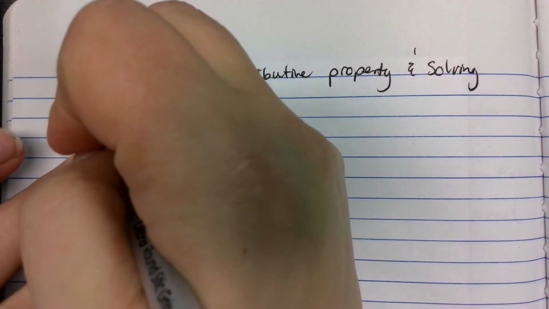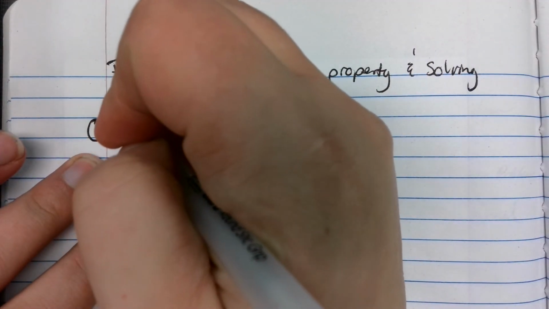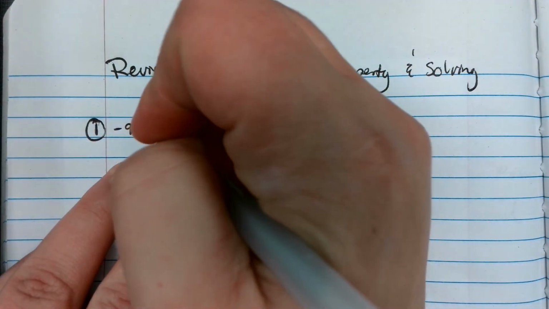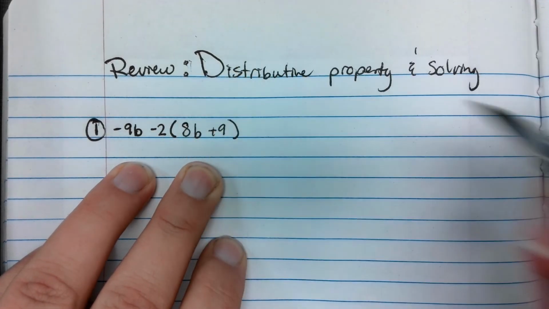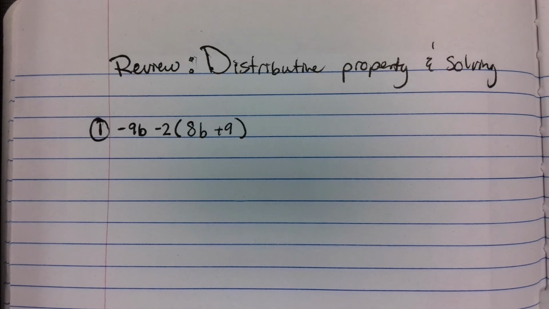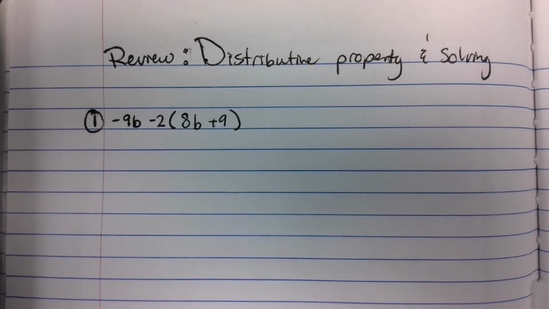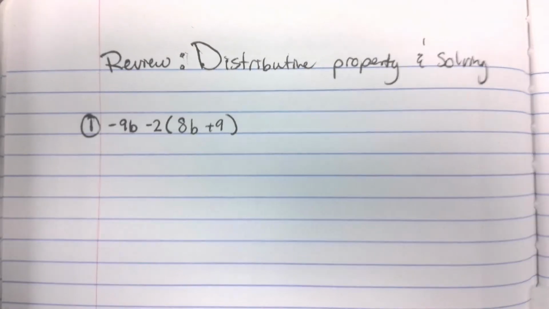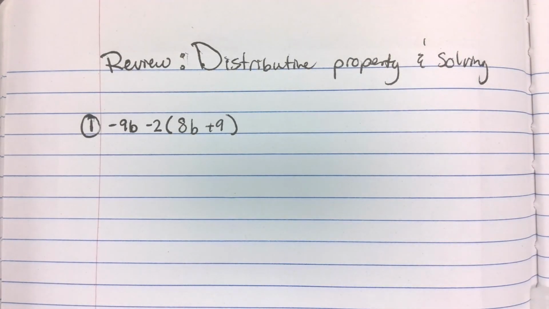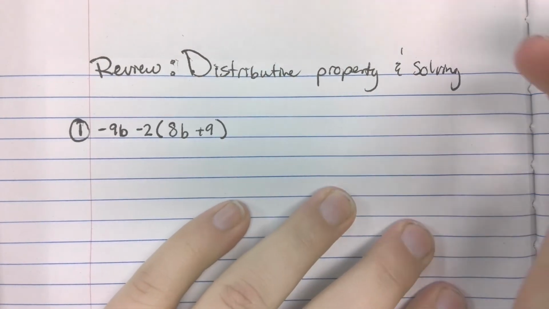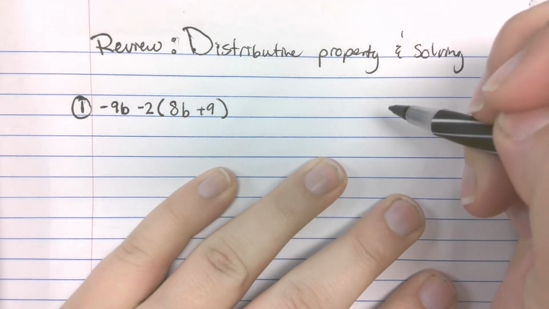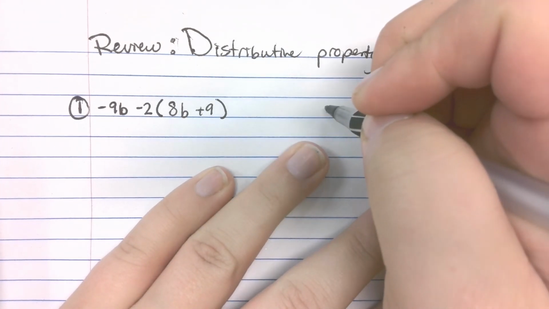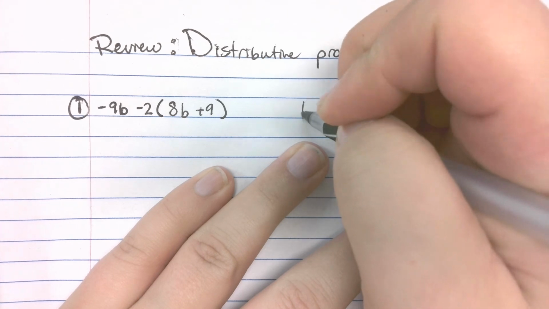The first question we're going to do, negative 9b minus 2 times the quantity of 8b plus 9. Alrighty. The first thing we need to know is if we do order of operations. Do you guys remember order of operations? What do we do first? Distribute. Yes, exactly.